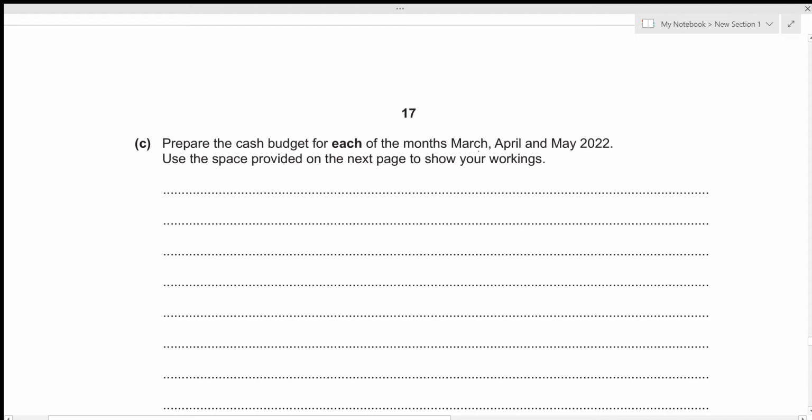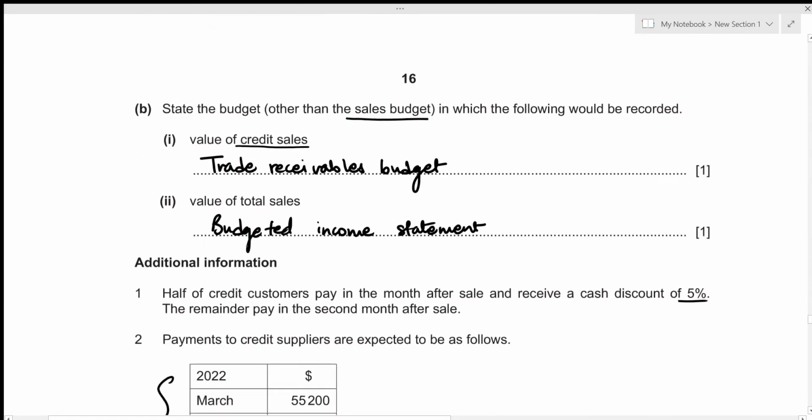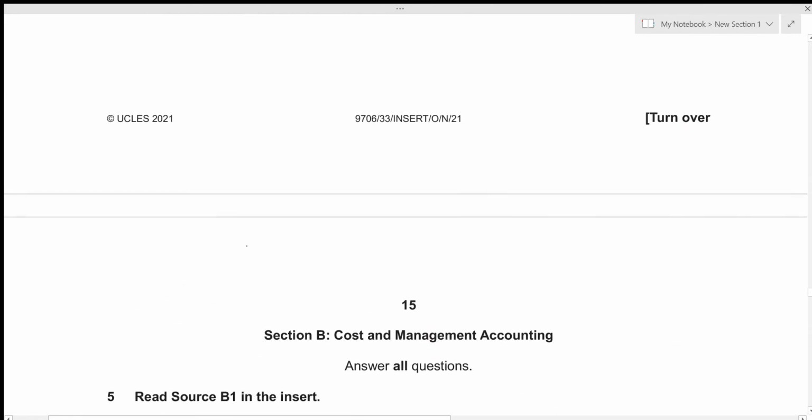Okay, so let's just write down the months. We have March, then April, and May. Then we are about to prepare a cash budget. And in a cash budget, we only record the cash receipts and cash payments. We will start with our receipts. Now let's have a look at the given information in order to figure out our receipts for the month of March, April, and May.